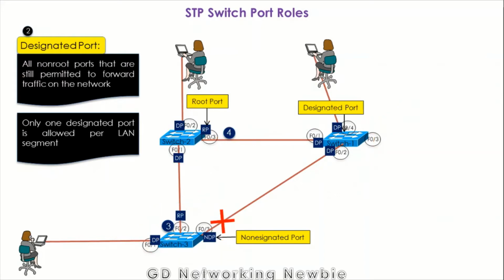Then we have the designated port. These are all the non-root ports that are still permitted to forward traffic on the network. Of course the root port is allowed to forward traffic. In addition to the root port, there are some ports which are allowed to forward traffic. Those ports are known as designated ports. Only one designated port is allowed per LAN segment. So if this is a LAN segment, then only one port should be configured as a designated port. Clear? So for every LAN segment, we will have one designated port.